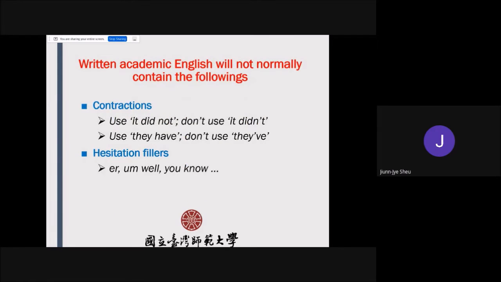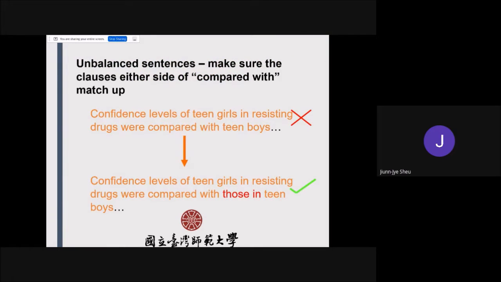And normally you would not use a contraction like "it didn't." You want to use "it did not." You separate "did" and "not" instead of "don't" or "didn't" for scientific writing. And other hesitation fillers like "well," "you know," those are lay language. Those are not for formal expression.